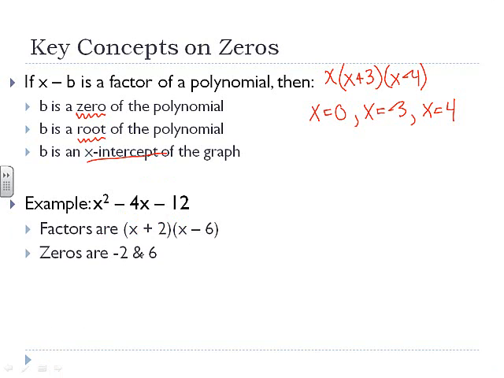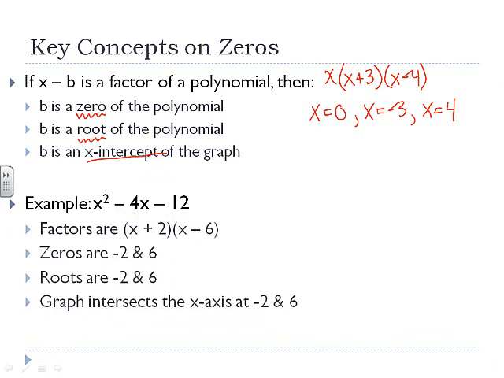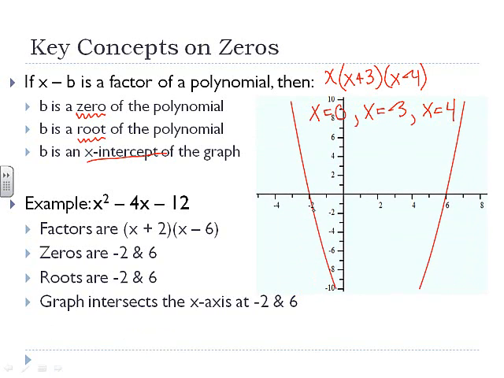This makes the zeros negative 2 and 6. Your roots are also negative 2 and 6. Therefore, the graph intersects the x-axis at negative 2 and 6. As you see here, you have an x-intercept at negative 2 and an x-intercept at 6.